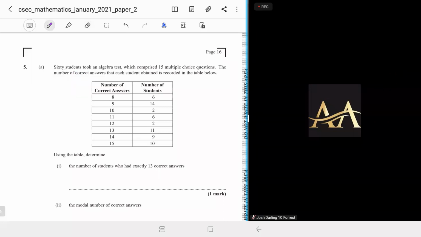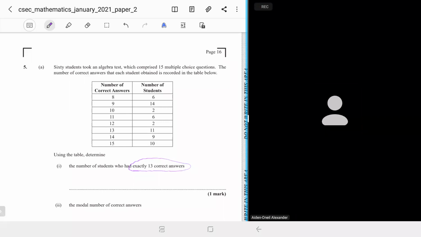Let's see what it says now. It says use the table to determine the number of students who had exactly 13 correct. Easy question, right? Exactly 13. What's the answer for this one, guys? How many students had exactly 13 correct? Somebody tell me from the table there. 11, sir. Right here. So 13 there, 11 students. Beautiful.